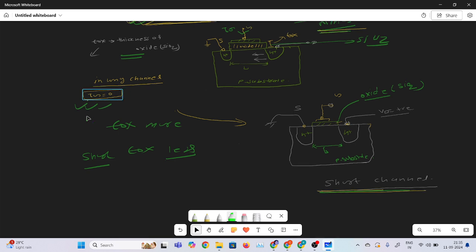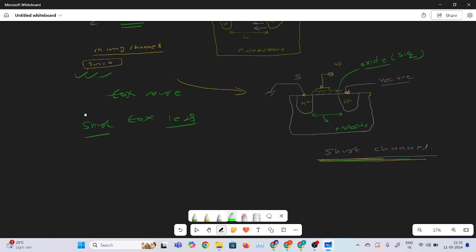Effectively the oxide thickness decreases in the short channel. If oxide thickness decreases, then due to the tunneling process, some electrons will go to the gate side, and the gate current will exist. Means the gate current will not be equal to zero in case of the short channel.